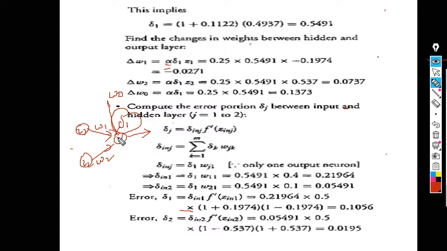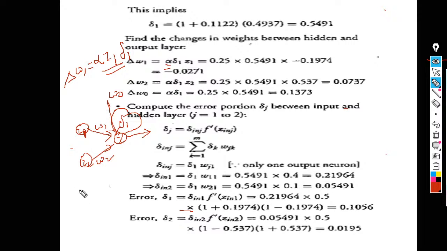For w1, z1 is coming, and for w2, z2 input is coming to this y. So for delta w1, we multiply by alpha, the learning factor, then see which input is coming. z1 is coming, so multiply by z1, and the error is delta 1, so multiply by delta 1. This becomes the formula for delta w1.